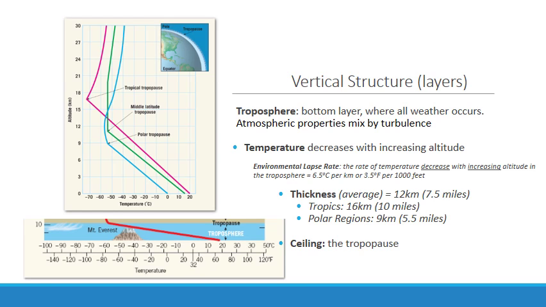Throughout this layer of the atmosphere, the properties like temperature and pressure are readily transferred by mixing, by turbulence. The term troposphere was coined by another French meteorologist in 1908. It literally means the region of the atmosphere where air turns over. And that's a reference to the vertical mixing of air in that zone.